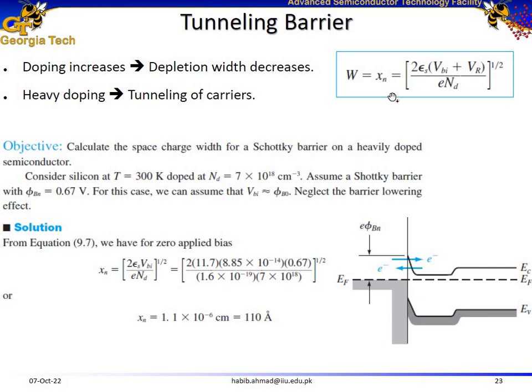Now, how does it work? Here we are given to calculate the depletion width for this doping, 7×10^18. It is much higher as compared to the threshold level 5×10^17. So it means we have a heavily doped condition. Now we want to calculate the depletion width represented by this formula. The doping concentration is 7×10^18. Calculate the depletion width, and it comes out to be 110 angstrom. It's just 11 nanometers. As compared to the previous examples, it's a really thin depletion region.